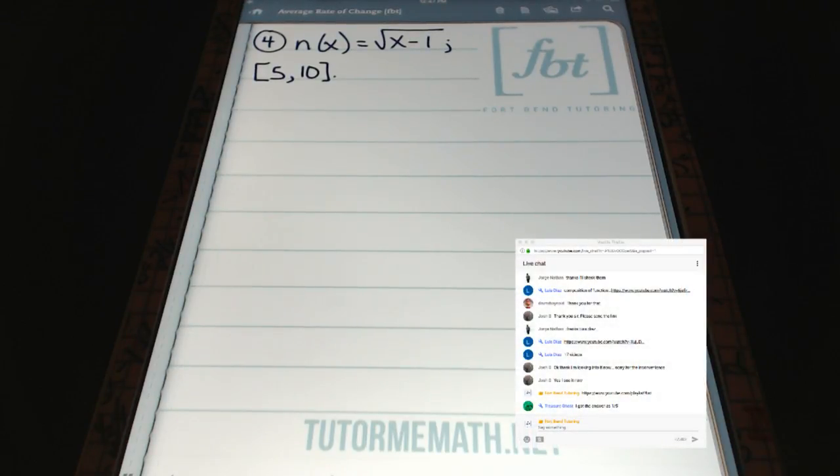Treasure Ghost TG says that he got the answer, which is 1/5. Okay, so that's for problem number 4, TG. Let me go ahead and see if I can calculate that as well.